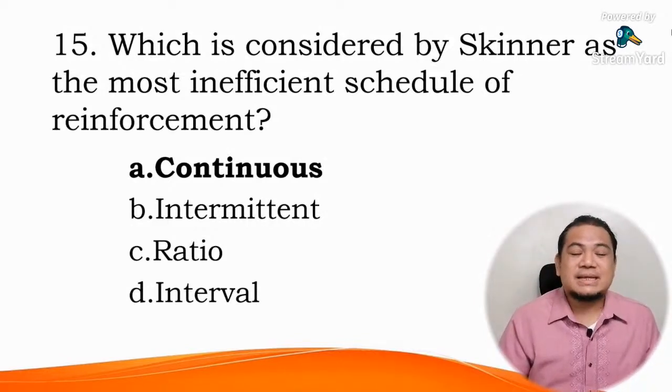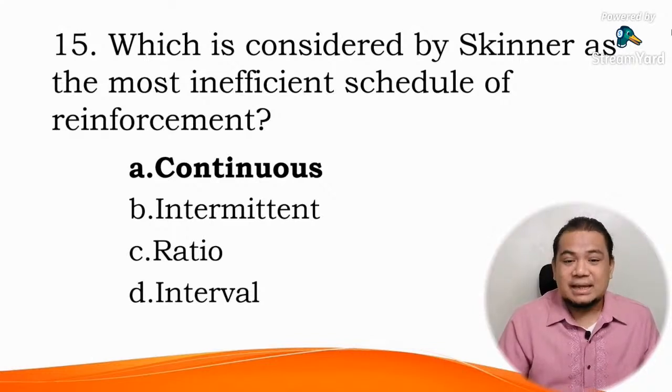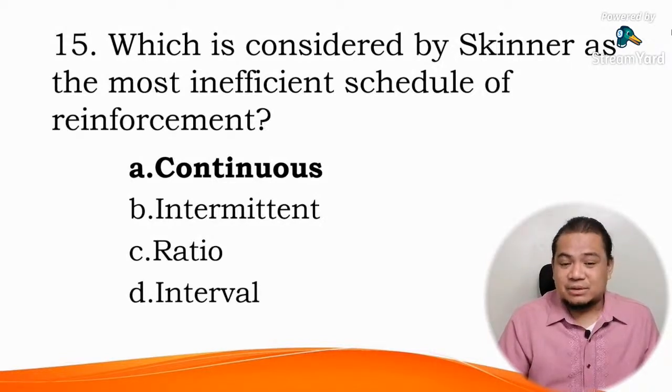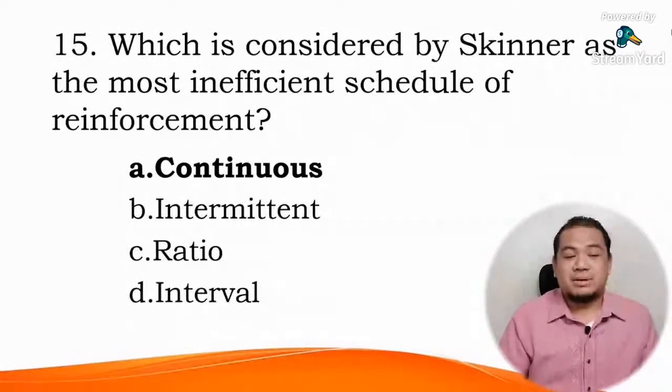With continuous schedule, the organism is reinforced for every response. This type of schedule increases the frequency of a response but is an inefficient use of the reinforcer. Skinner preferred intermittent schedules, not only because they make more efficient use of the reinforcer, but because they produce responses that are more resistant to extinction.